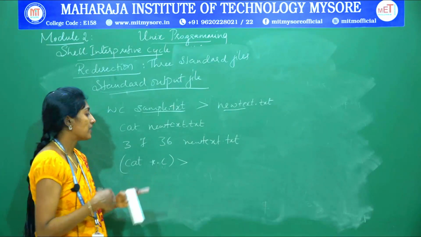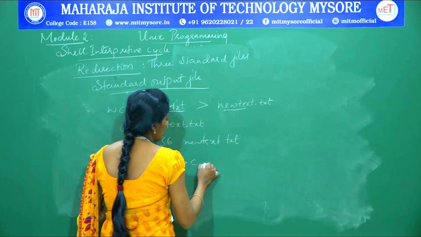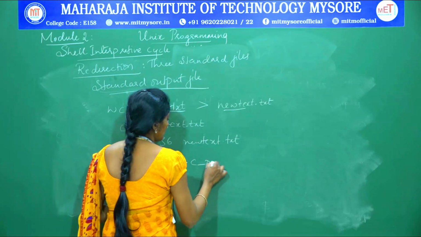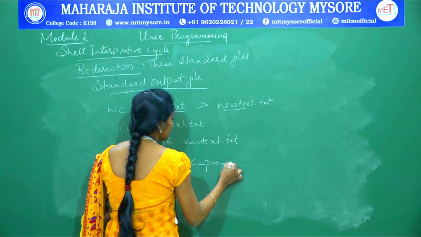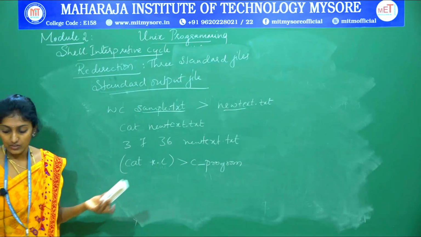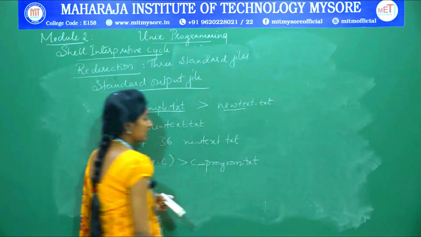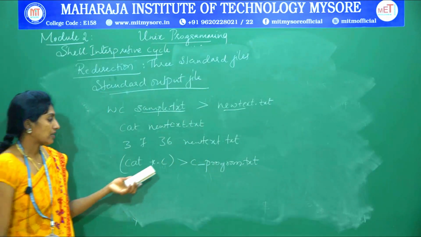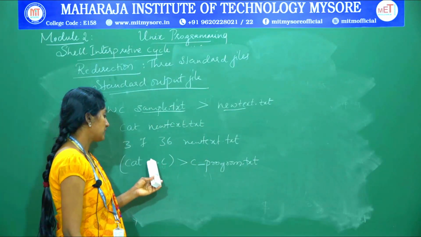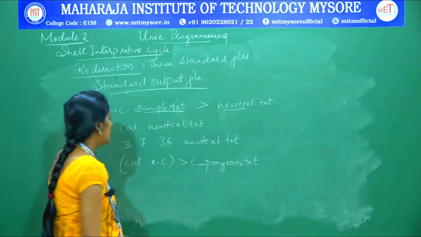So that output will be redirected or copied to what? To one of the directories or to a file, the c_prog program directory. So you can do it like this, or you can copy it to one of the text files like this. Okay, so you can redirect the output of this cat command to this new text file.